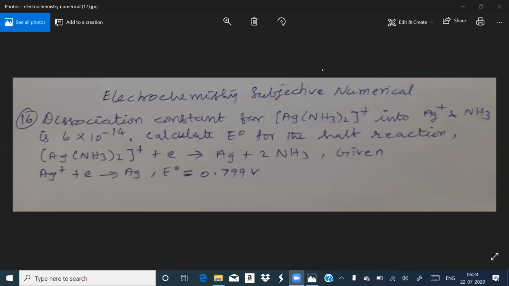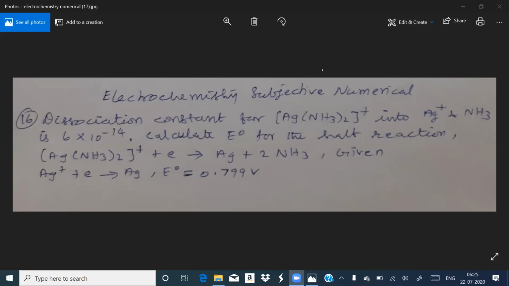Therefore, we can get equilibrium constant, which is called dissociation constant since the complex dissociates. The dissociation constant value 6 into 10 to the power of minus 14. Now see the dissociation constant value, how much given? You see 6 into 10 to the power of minus 14. Next line, calculate E naught for the half reaction which is shown.